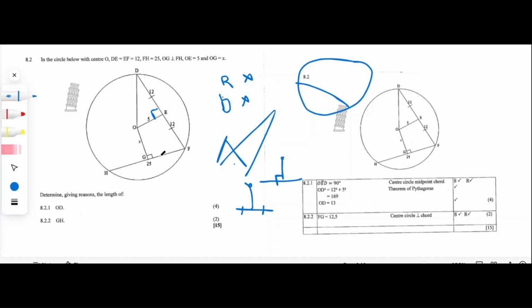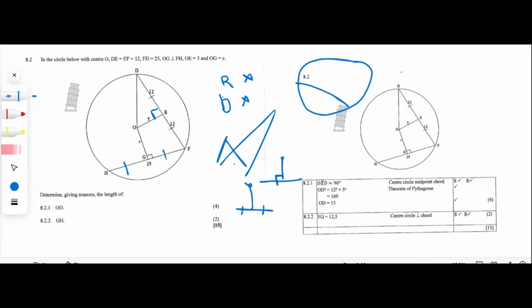It further validates the midpoint, sorry, line from center to midpoint of chord. We have a line from the center and it touches G, the midpoint of the chord. Why is that? Because there's a 90-degree angle right next to G. And what does that imply? That implies that OG splits HF into two equal parts. So HG equals GF. Now those are all of the theorems that are quite visible in this question.